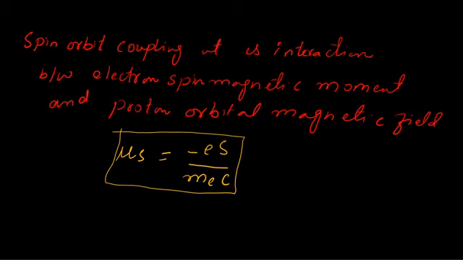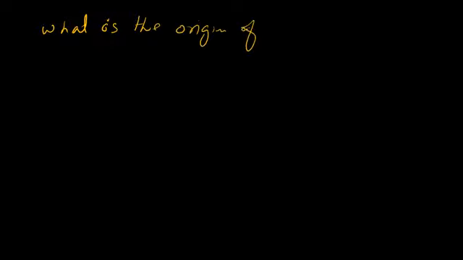The second thing we need to understand is the proton orbital magnetic field, which can be represented by B. We need to understand the origin of the spin magnetic moment and the proton orbital magnetic field. How can we understand the proton magnetic field? What is the origin of the proton orbital magnetic field?